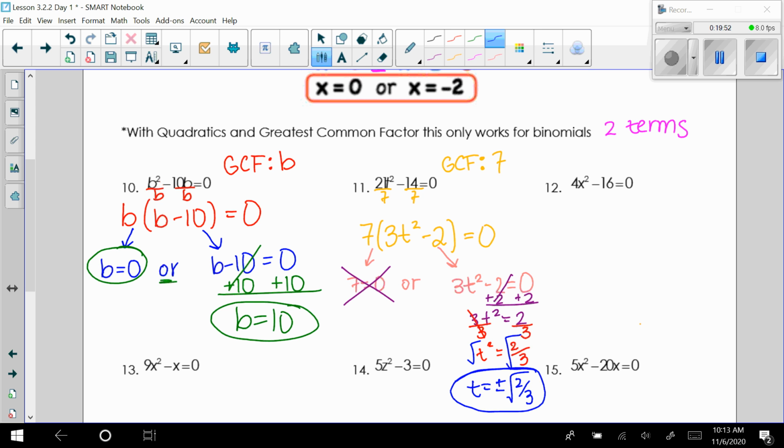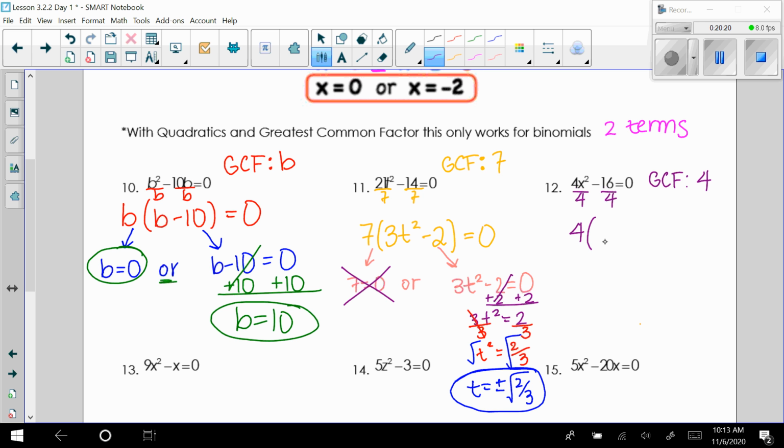So if we look at number 12, we're going to take out our greatest common factor. For number 12, we're going to have 4. 4 is the number that divides into both these terms, and you can't take out an x because 16 doesn't have any sort of x with it. So we will factor out a 4 from both terms.